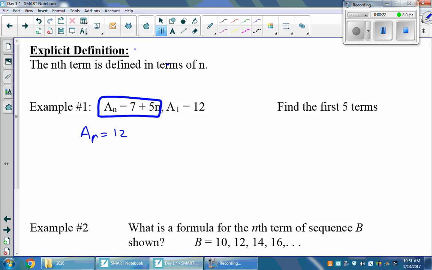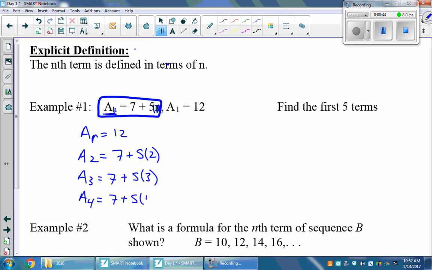Then you're going to take here, A of n. So whatever term we wanted, 1, we put a 1 in there, a 1 in there. 5 times 1 is 5 plus 7 is 12. So A of 2: 7 plus 5 times 2. Right? A of 3: 7 plus 5 times 3. A of 4: 7 plus 5 times 4. Now we just find each of those answers.